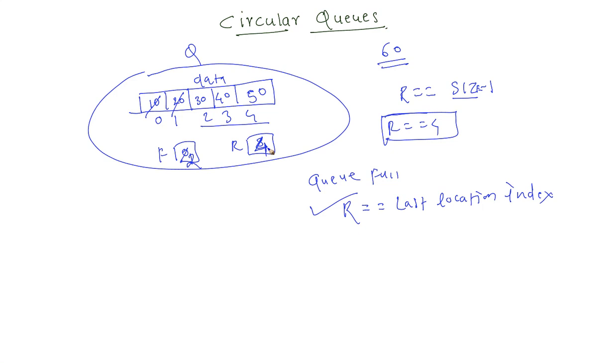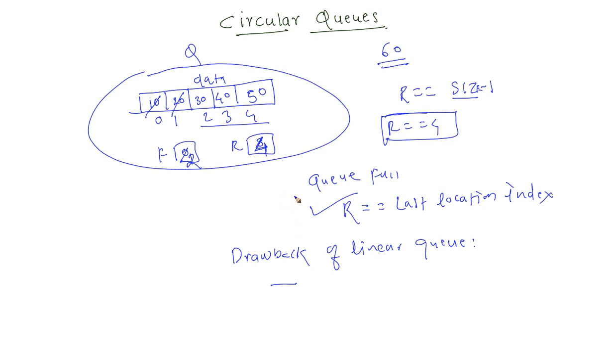Now, but if you see, actually, there is space, right? There are two empty spaces here. There is no element here. We have removed this. 10 is not there, 20 is not there. So these locations are empty. But still, we are concluding that the queue is full just by looking at R when R is last location. So this is the drawback of linear queue. What is the drawback? Though there is space in the queue, we conclude that the queue is full.